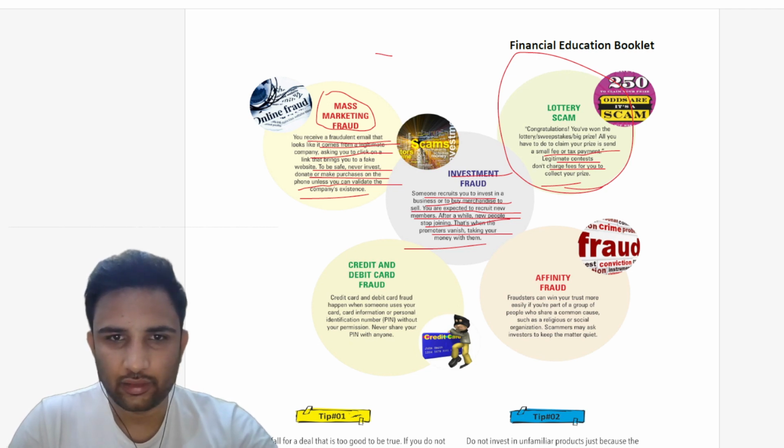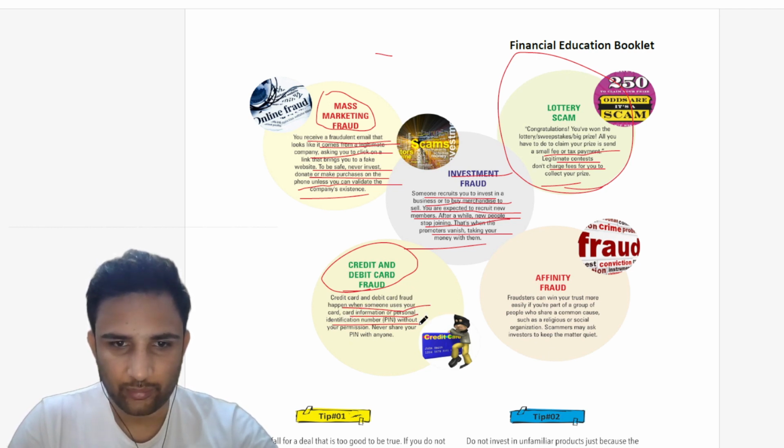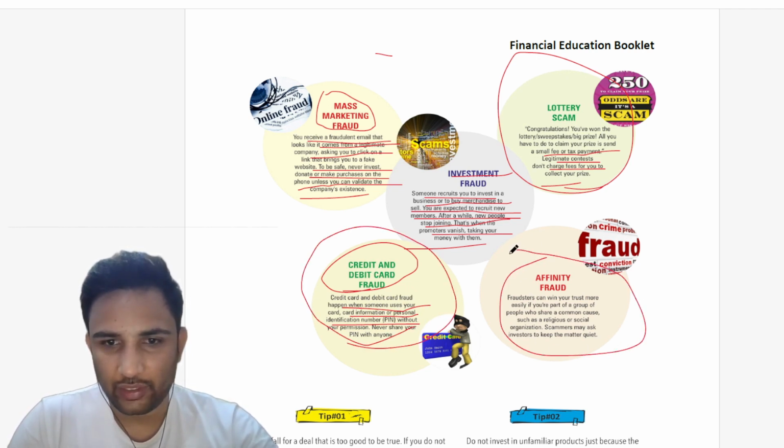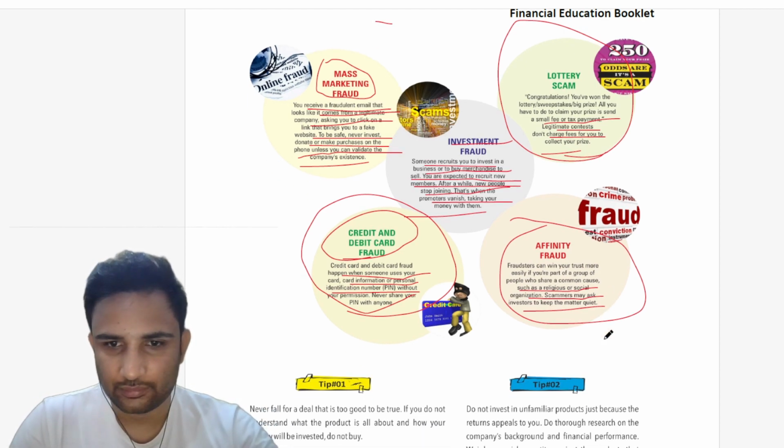Credit card and debit card fraud. Credit card and debit card fraud happen when someone uses your card information or personal identification number (PIN) without your permission. Never share your PIN. Affinity fraud. Fraudsters can win your trust more easily if you are part of a group of people who share a common cause, such as a religious or social organization. Scammers may ask investors to keep the matter private.